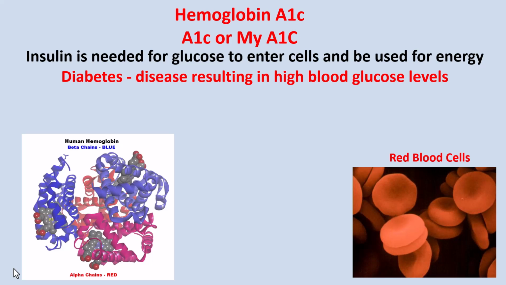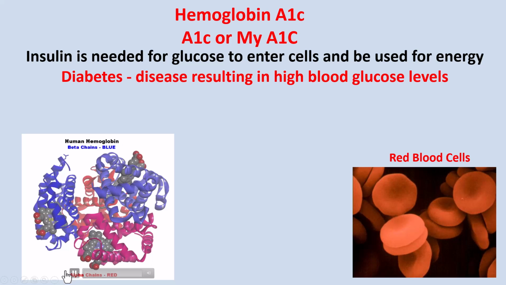Hemoglobin A1c, sometimes referred to just as A1c or "my A1c" in TV commercials. Insulin is needed for glucose to enter cells in our body and to be used for energy. Diabetes is a disease resulting in high blood glucose levels.